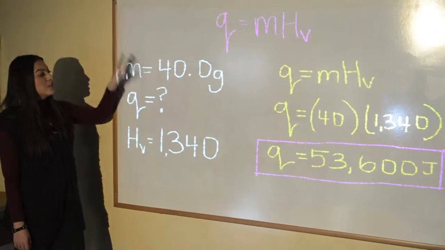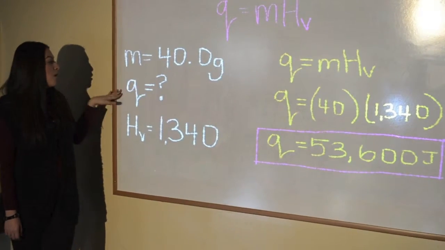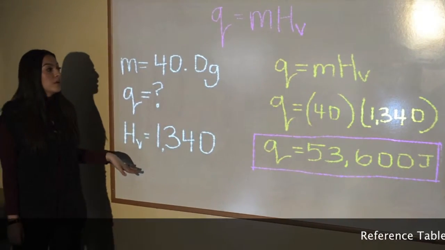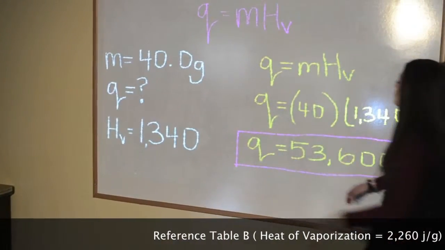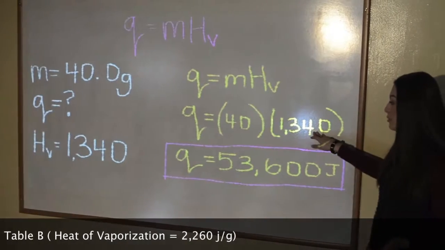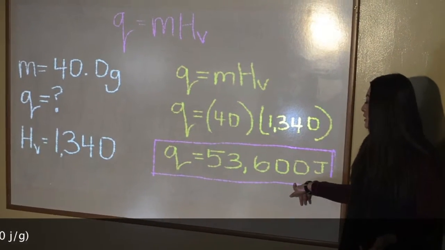So we set up our equation and then we write down stuff that we already know. We know that the mass is 40.0 grams. We're looking for the Q, and then we know that HV is 1,340. When we put the math work together, we set it up like you would set up any other regular math problem. Then you multiply as basic algebra, and then your equation equals 53,600 joules.